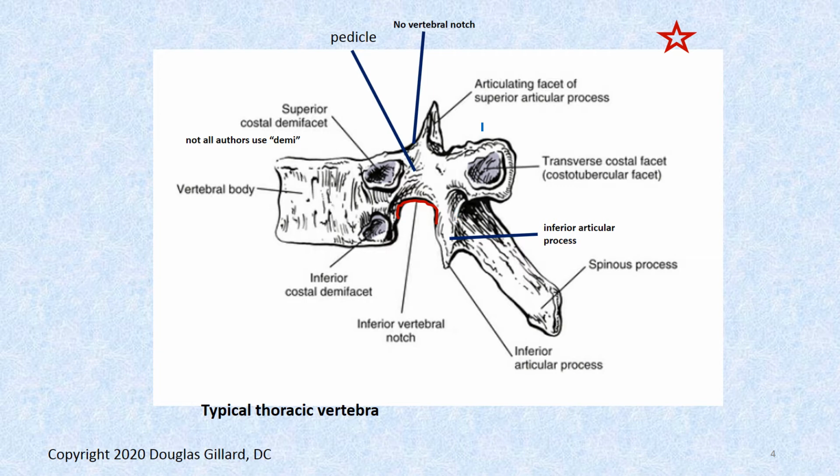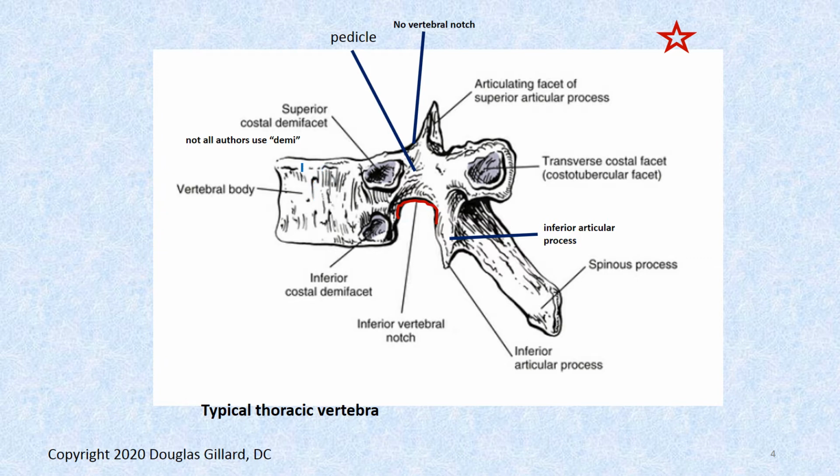Let's go through the parts. So we have a superior articular process like before. We have an inferior articular process. We'll look at the joints later on that. We still have a pedicle. Right, here's the pedicle region. We still have a nice big inferior vertebral notch. Okay, in fact, the neuroforamen are the biggest in the whole spine. They're huge. The ratio of spinal nerve to intervertebral foramen, it's a huge ratio.